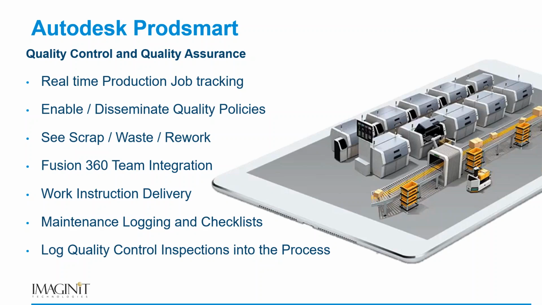You can see scrap and waste and rework as it's happening. It has Fusion 360 Team integration. So when your model updates, that can be shown directly to a user on the floor. You can deliver work instruction directly to the operation from Fusion 360 Team, that's something you stored in there, or if you store it in Prodsmart. You can do maintenance logging and checklists. So let's say I need to run a lead screw lubrication on my printers every 1,000 print hours. Then I can be prompted for that and actually perform that operation and have a sign off for it. You can log quality control inspections into the entire process, which is a little bit more of our focus.